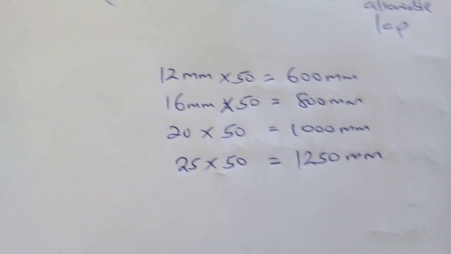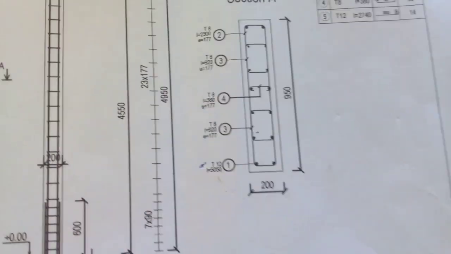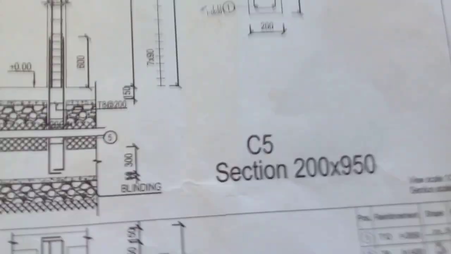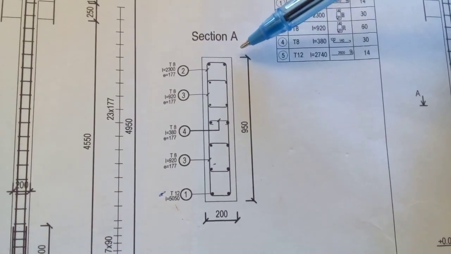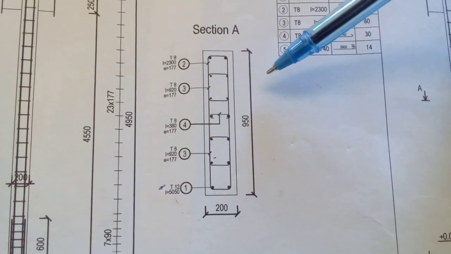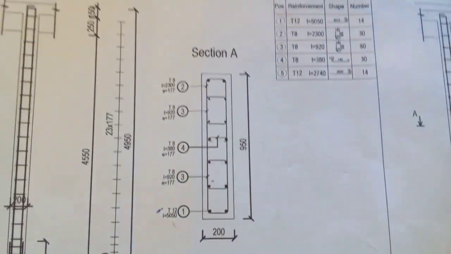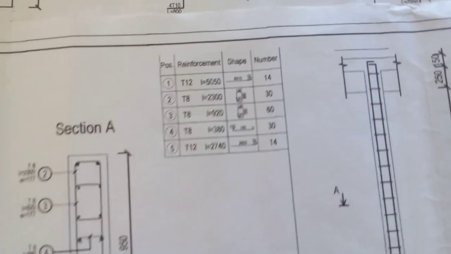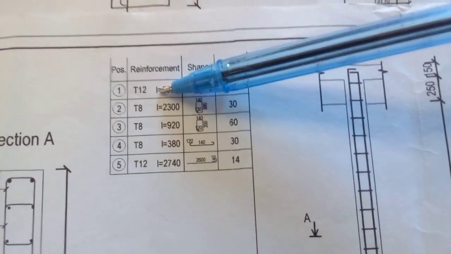So I'll also use an illustration of our detailed column. So we have a column here, and this column has a section. So this is the section of this column, and it indicates that the size of this column is 200 by 950 millimeter. So it's a rectangular column, and as you can see, besides it, we have got a small bar bending schedule that has been provided.